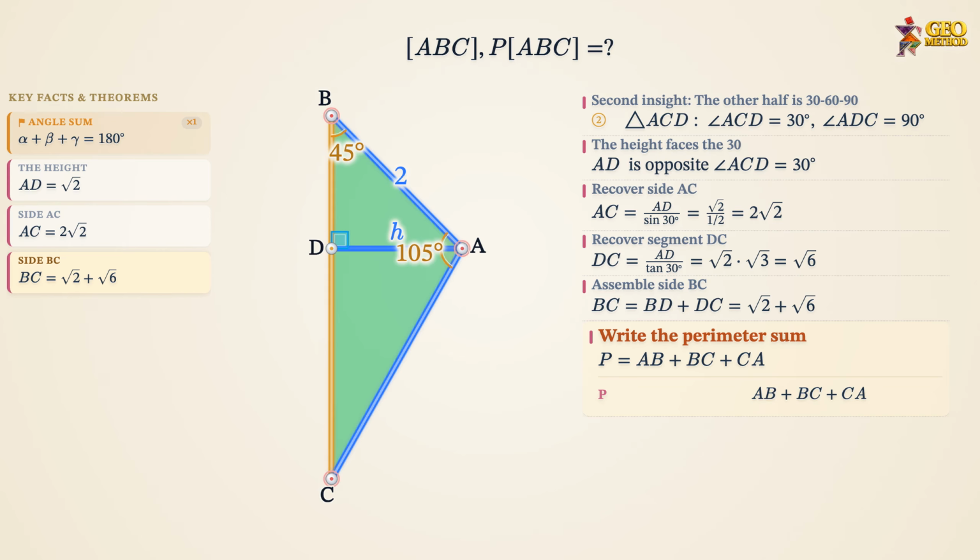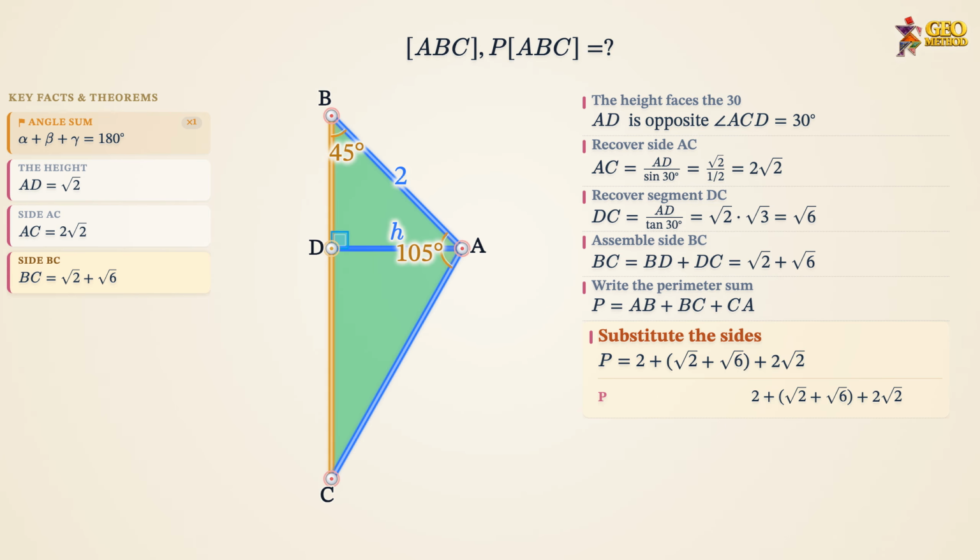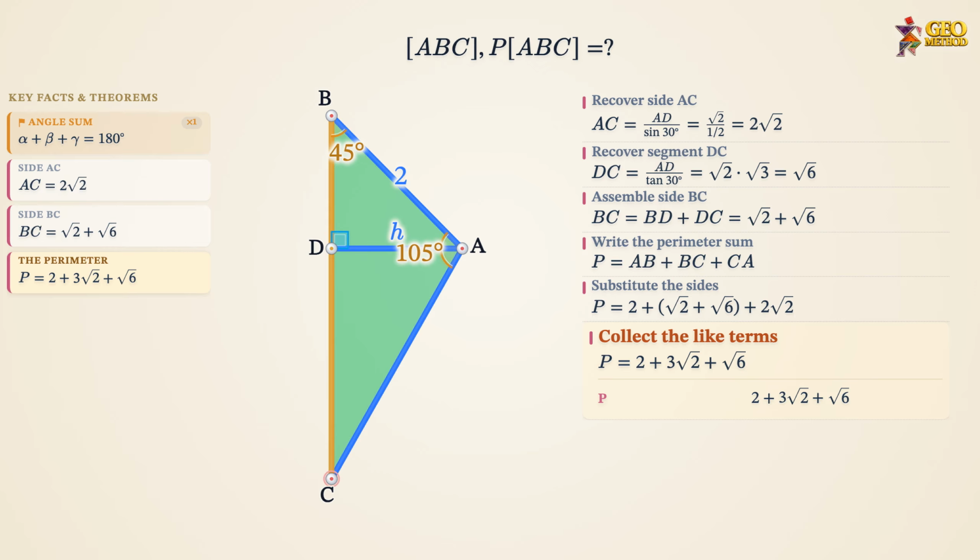The perimeter is just the three sides added up. Segment AB plus segment BC plus segment CA. Let us substitute the values we found for each one. Side AB is 2, side BC is root 2 plus root 6, and side CA is 2 root 2. Dropping those in gives 2 plus root 2 plus root 6 plus 2 root 2. The two root 2 terms combine. 1 root 2 plus 2 root 2 is 3 root 2. The root 6 and the 2 have nothing to combine with, so the perimeter is 2 plus 3 root 2 plus root 6.